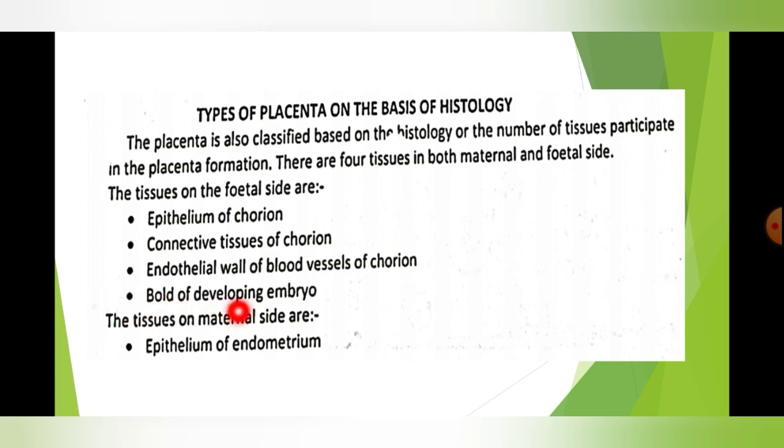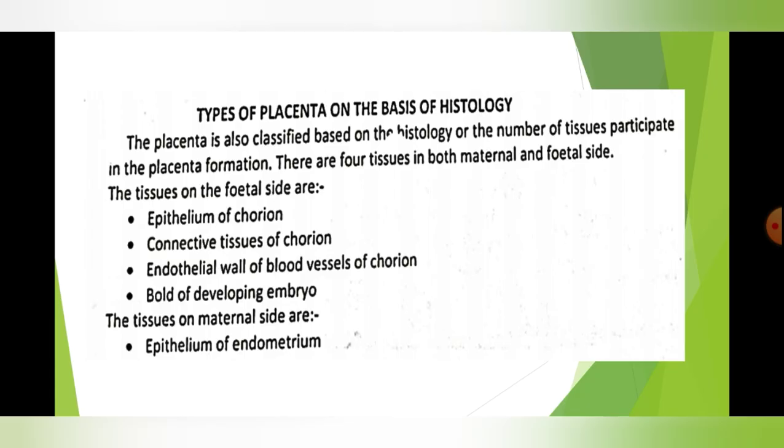The tissue on the maternal side is epithelium of endometrium. This is on the fetal side. There are 4 tissues: epithelium, connective tissue, endothelium, all of these are structures of chorion, and then mold of the developing embryo is there. From the maternal side there is only one tissue, and that is epithelium of endometrium. Endometrium is the inner wall of the uterus. This is about the different layers of the tissues.